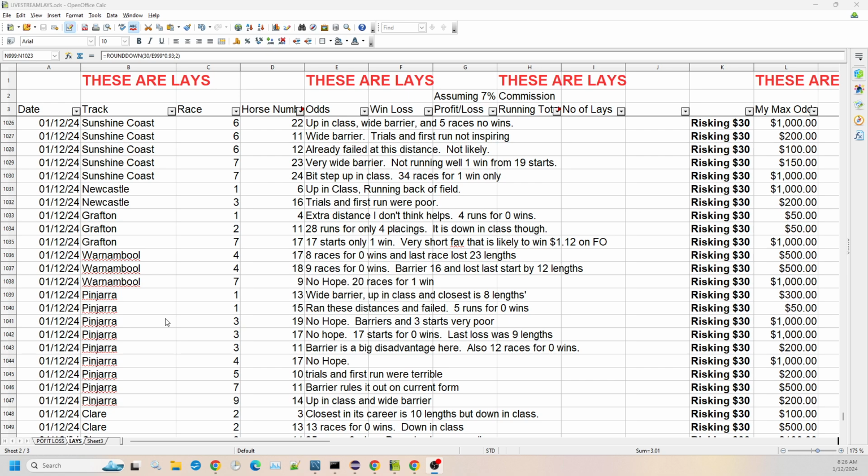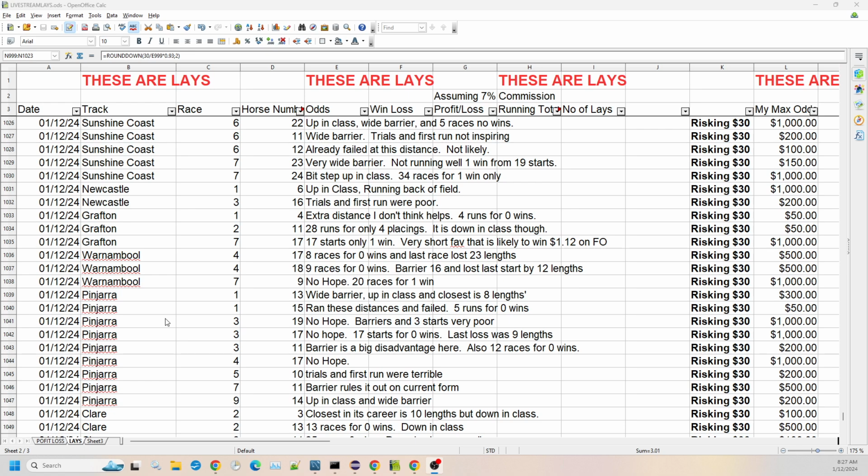Then we got Pinjarra out west, race 1. We've got 13 and 15. Now, scratchings haven't come through for Pinjarra, so I do expect a few of these might be scratched. So 13 and 15 in race 1. Number 13 has a wide barrier. It's up in class. The closest it's been in its last few races is 8 lengths. I'm willing to go to 300.